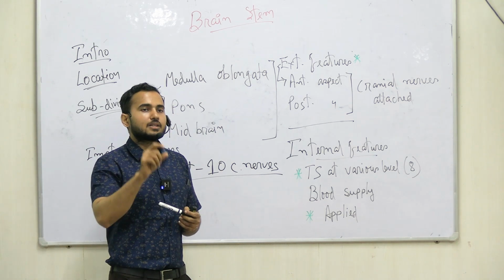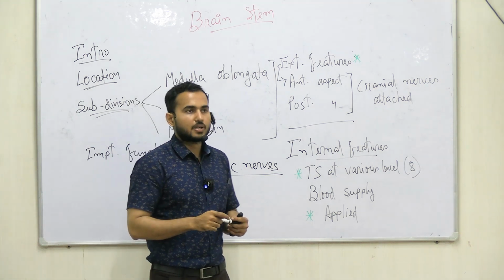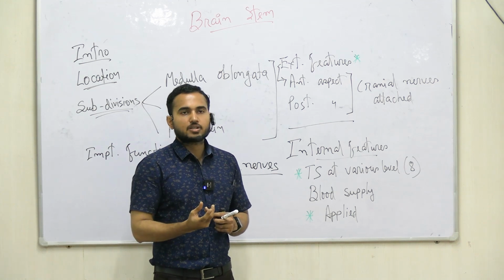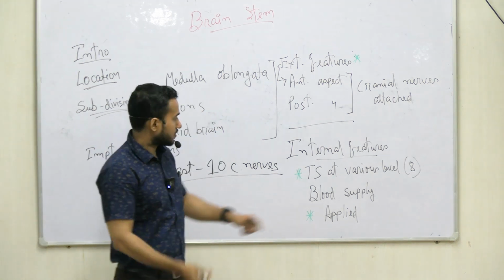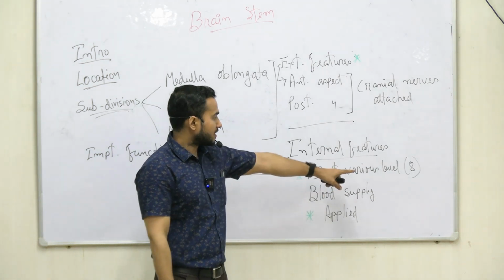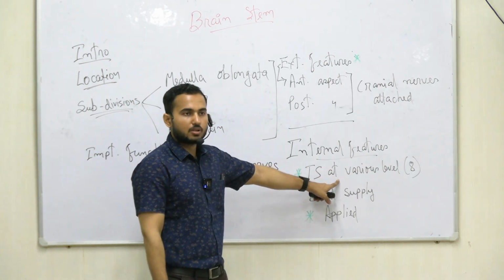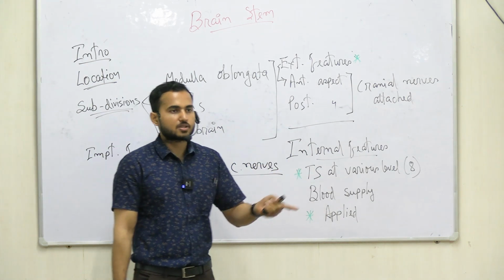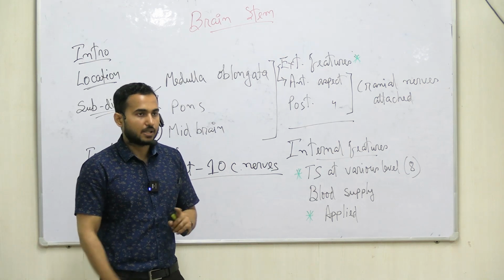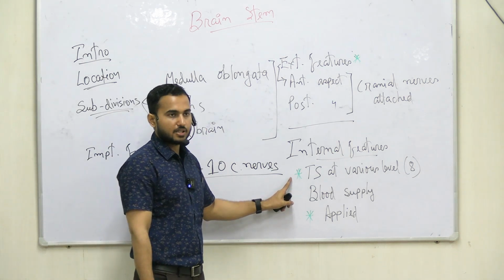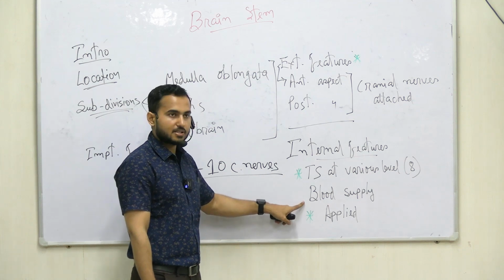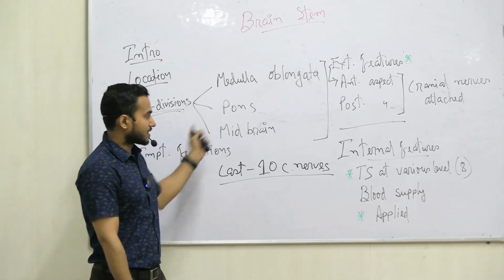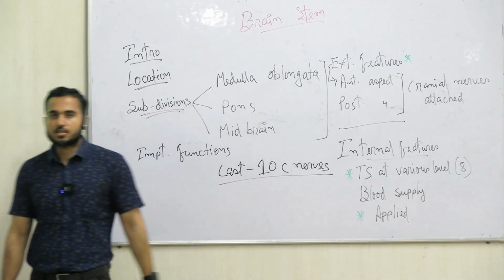And along with that the cavity, for example, which part of the ventricle, which part of the aqueduct of Sylvius is there, that you have to mention. So that makes it very difficult. Total 8 sections are there, 4 in medulla, 2 in pons, 2 in midbrain. So 4 plus 4, total 8 sections. This particular section makes it very difficult. After that blood supply is there and then applied. So this is how we are going to discuss the brainstem.